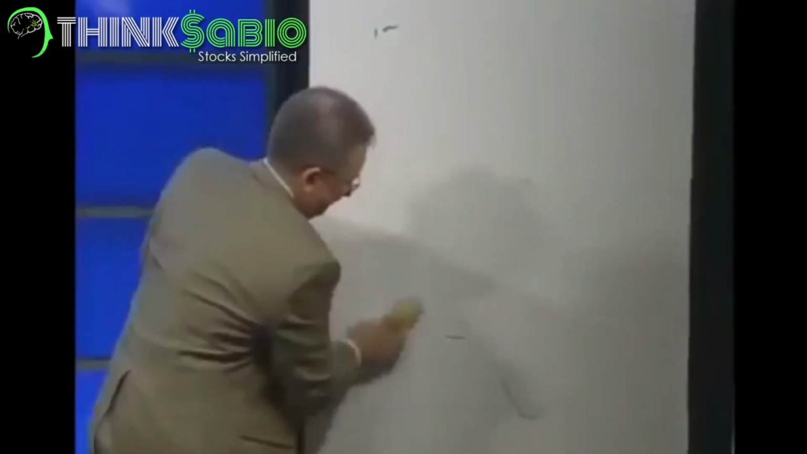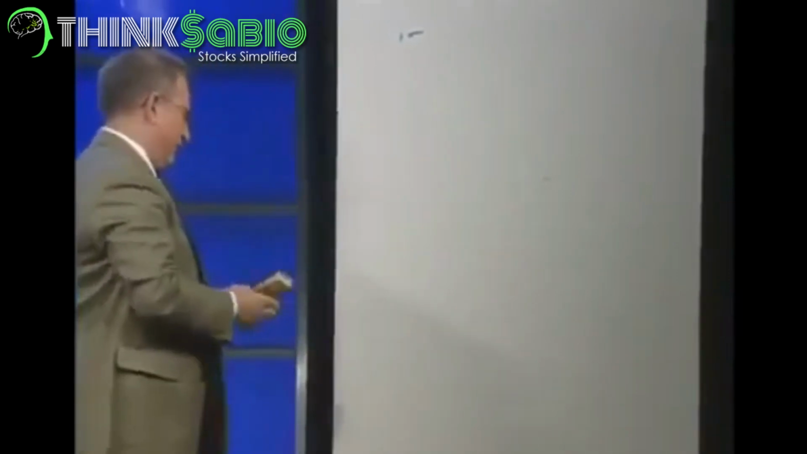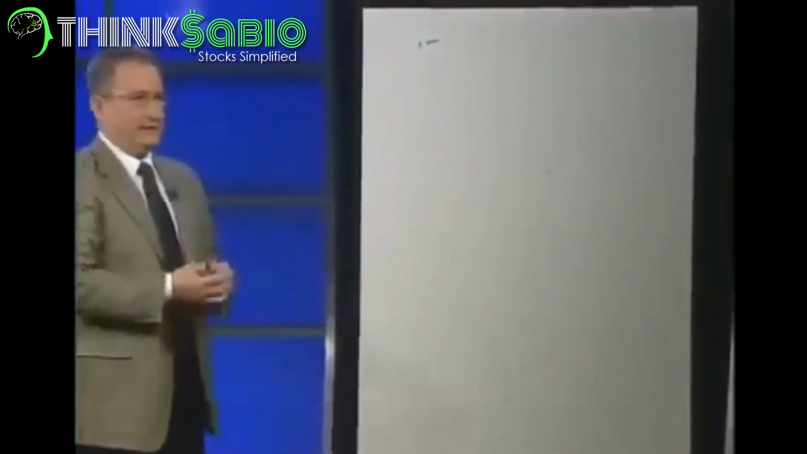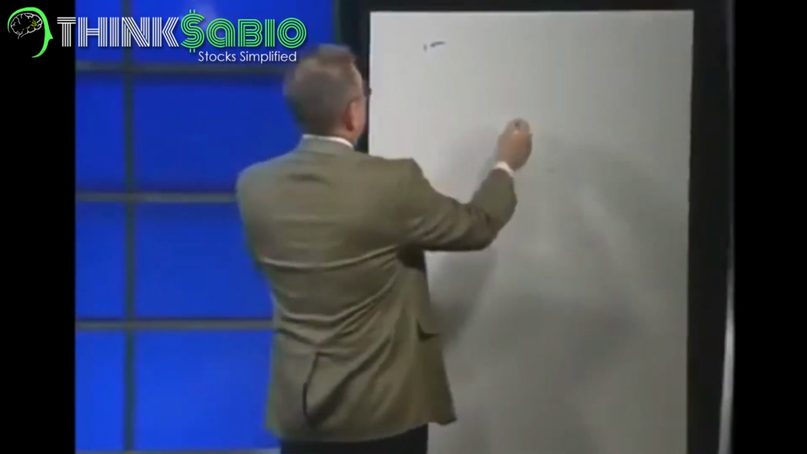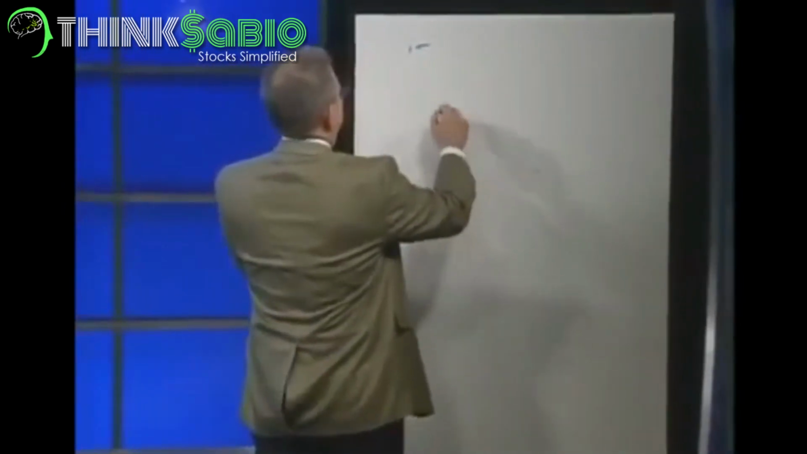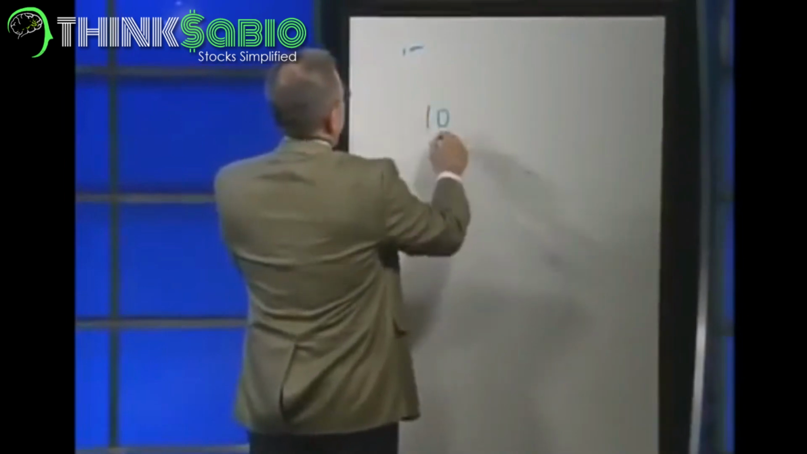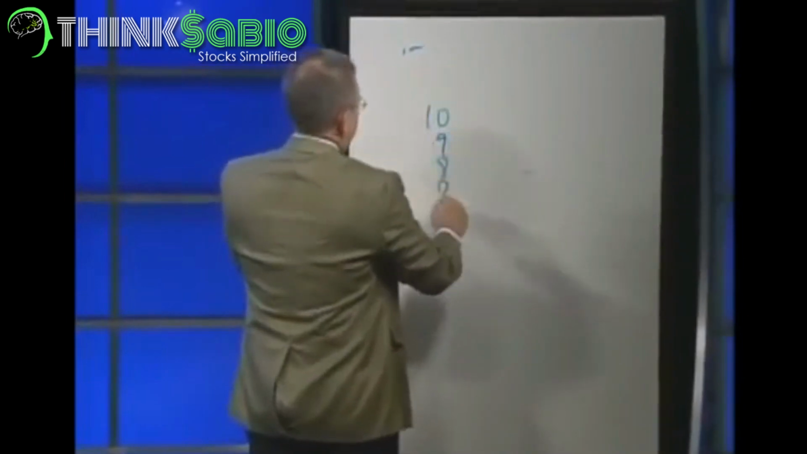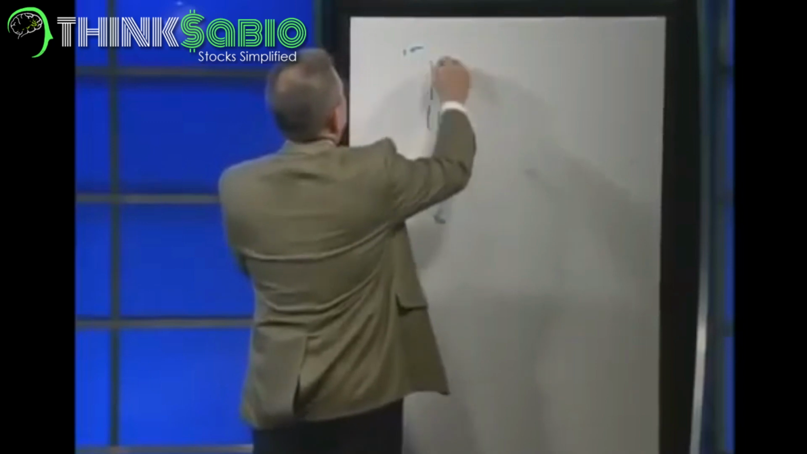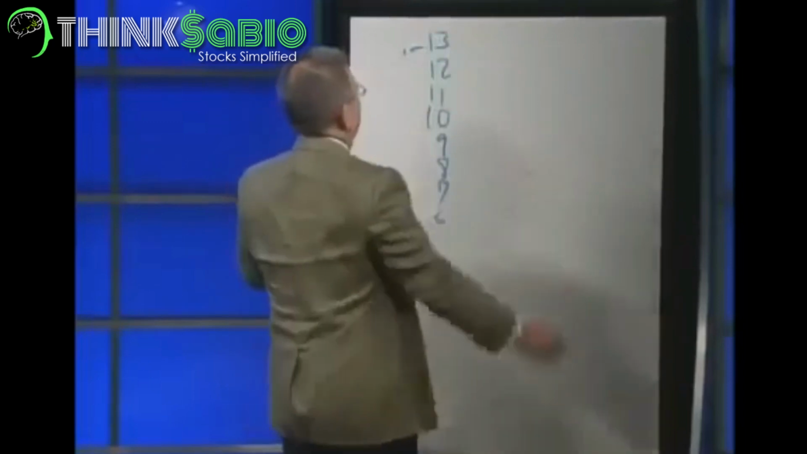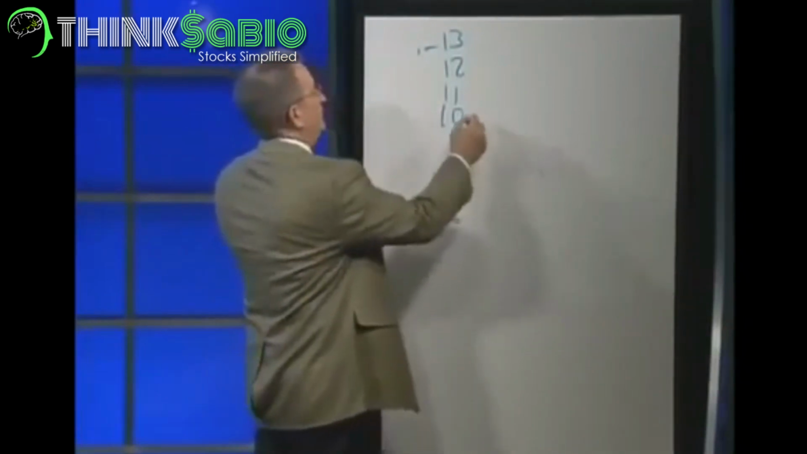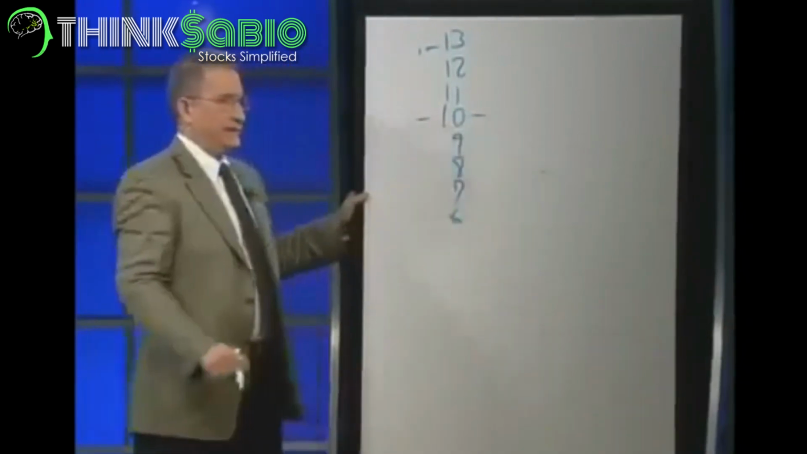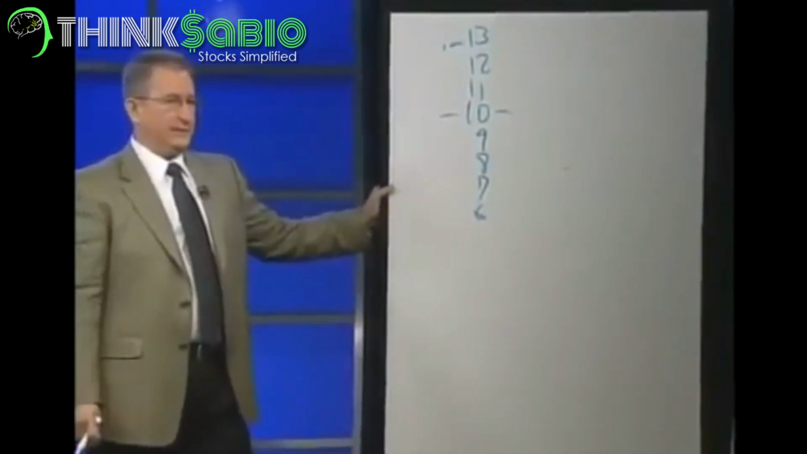Actually, I haven't addressed a group yet where more than very few people, if anybody, could tell you exactly how prices move from one price level to the next. So for an example, 10, 9, 7, 6, 11, 13. Okay, if the last reported price that you see on your screen of something is 10, how does it get to 11?